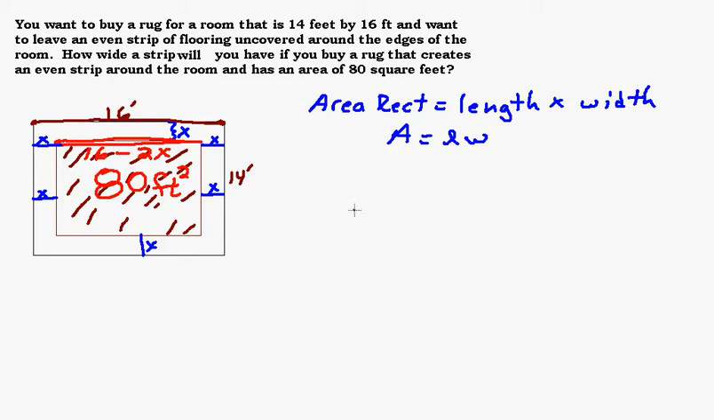So I'm going to go over here to our formula, and we know the area is 80, so I'm going to put that in there. Bring down the equal sign. We just determined the length to be 16 take away 2x.